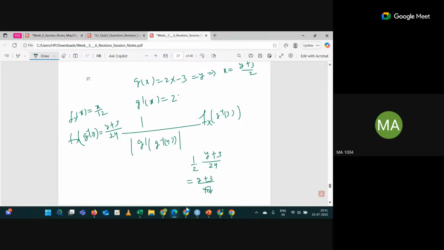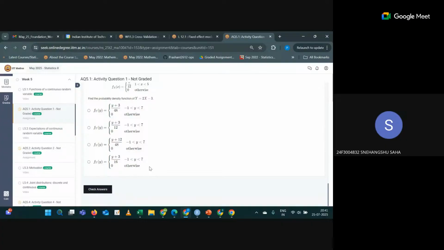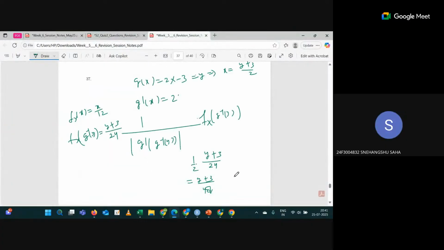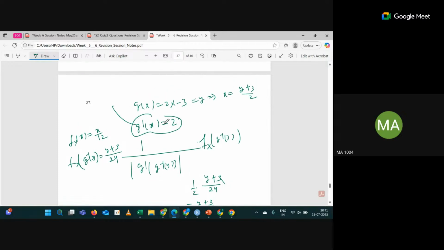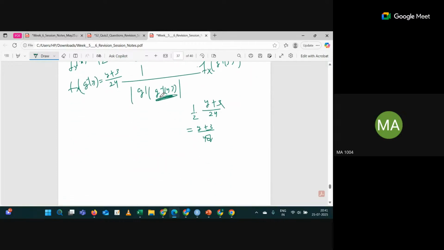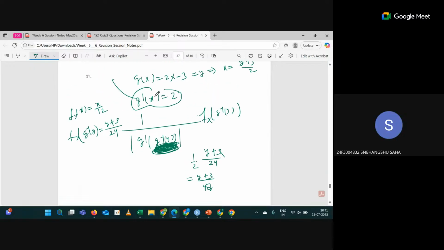That's all. In the denominator, sir, just a second. Where did you do the calculation? Is g dash of g inverse of y that y plus 3 by 24? No. So g dash x is this part, right? So g dash x is 2. See, what is the meaning of g inverse y? It means you have to change everything in terms of y. That's all. So g dash x is 2.